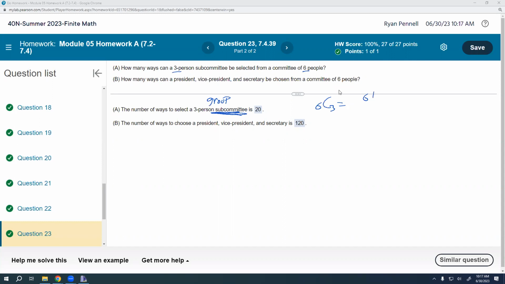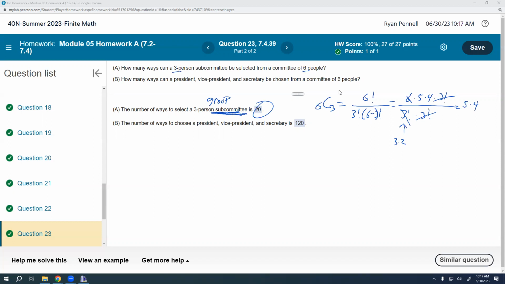The formula tells me it's this: 6 times 5 times 4 times 3 factorial, all over 3 factorial times 3 factorial. We get rid of one. And we know that 3 factorial is just 3 times 2, which is 6. So that's going to cancel, and you're just left with 5 times 4, which is 20. Or you can do it in your calculator.